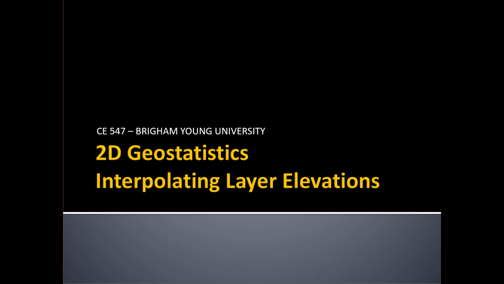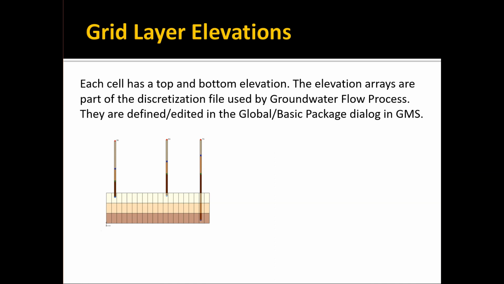Welcome back, everyone. In this lecture, we are going to learn how to use two-dimensional geostatistics to interpolate layer elevations to your MODFLOW grid. Specifically, in a MODFLOW grid, each cell in the grid has both a top and a bottom elevation. And these are used as part of the discretization file, and they're edited in the Global Basic Package Dialog in GMS.